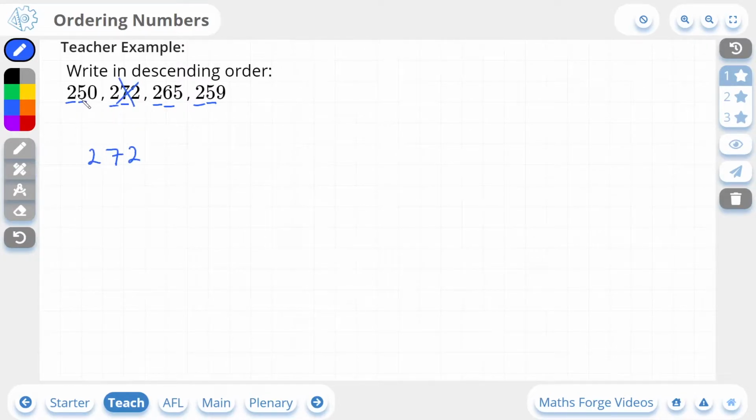Now let's go back again to the tens column. We have 5, 6, and 5. We can see that this 265 is the next largest number. So I'm going to go ahead and write that down next, 265. And I'll cross this out as well.